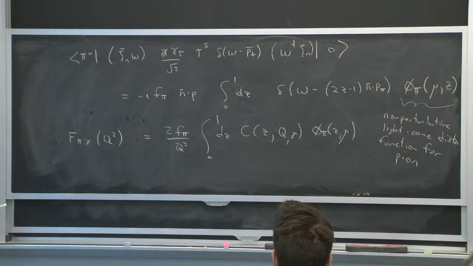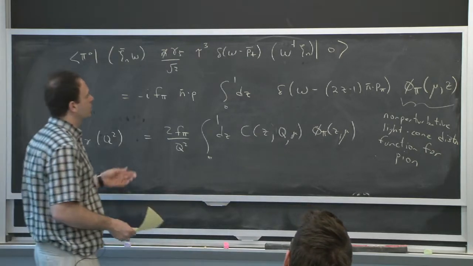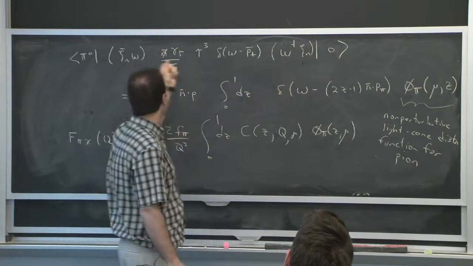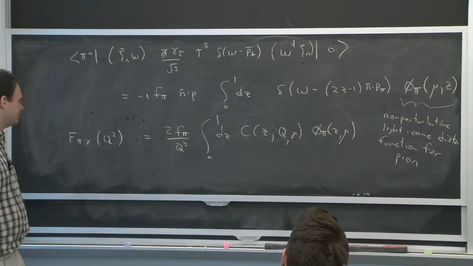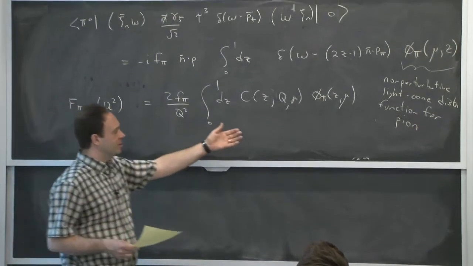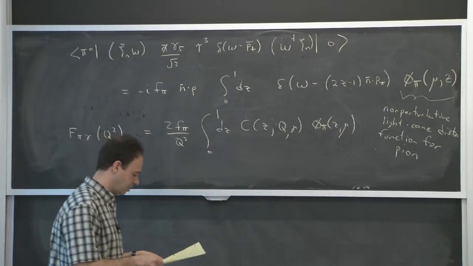Is there a sense in which phi pi of z is universal? Yeah, it's universal. You can use it for other exclusive processes? Absolutely, yeah. As long as you can factor it so that it's these fields and that pion, then you have this matrix element, and you get this guy. So people try to measure things about this guy, its moments, and so on. All right.